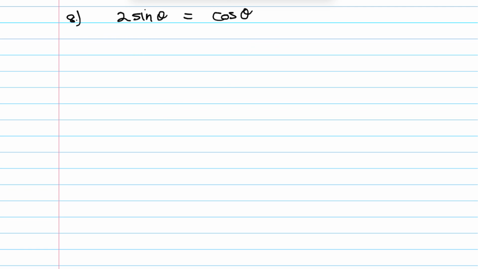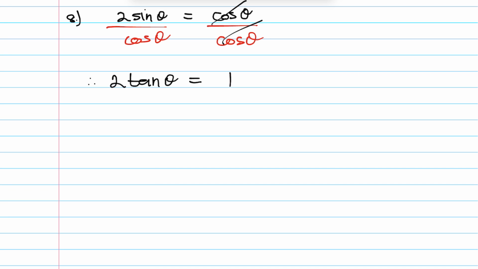Here instead, I'm going to divide both sides of my equation by cos theta. Now you might look at it and think, whoa, why are we complicating this even further? But when you take a second look at it, sine over cos is actually just tan. So that becomes 2 tan. And cos divided by cos cancels itself out. So then you end up with tan theta equal to a half.